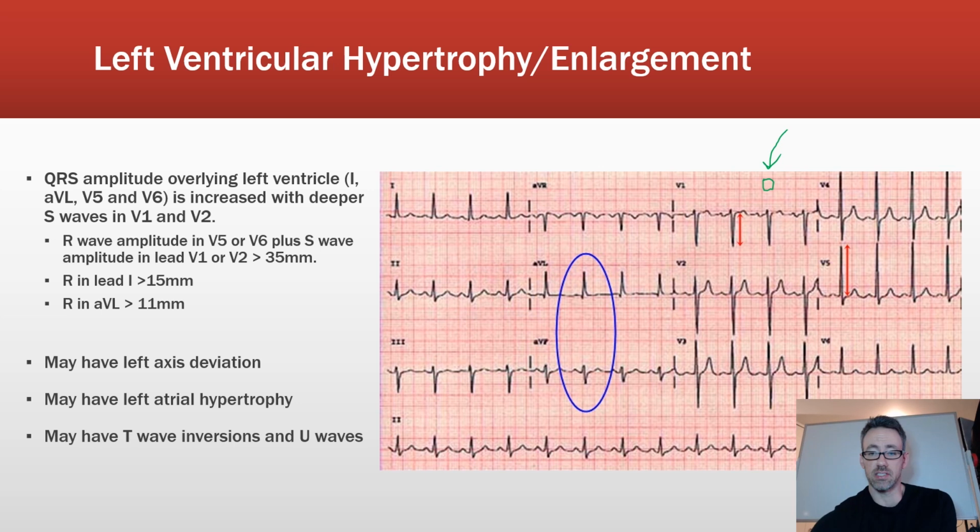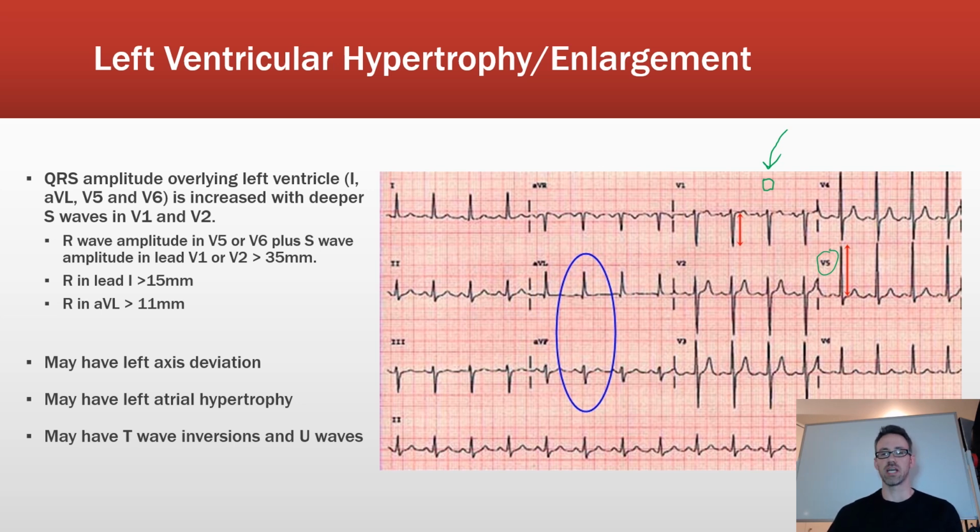So let's take the V5 example over here and count that. You can see 1, 2, 3, 4, and it's just about 5 boxes. So 5 times 5 is 25 millimeters right there. Now we take a look at either V1 or V2, and let's take V1 since that's the one they've chosen here. 1, 2, and just about 3 boxes there. So that would be another 15 millimeters or so. So you're looking at definitely greater than 35 millimeters, and that meets one of the criteria for left ventricular hypertrophy.